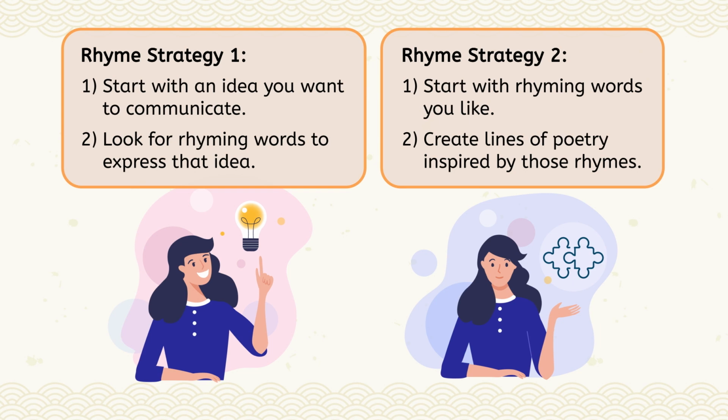I'll demonstrate a quick example of each strategy. Using the first strategy, let's say I have a clear idea about a topic I want to write a poem about. Like, I want to describe a cold, wintry forest at night.